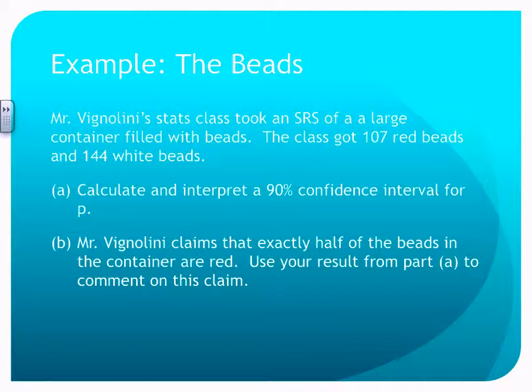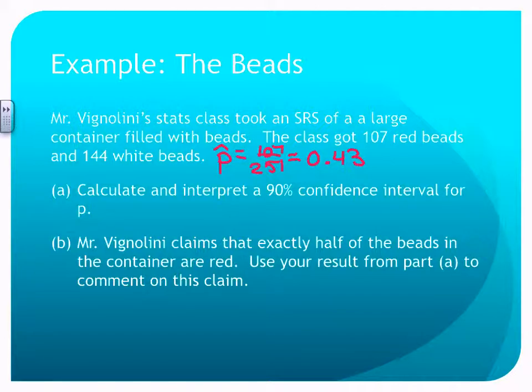So, quick example, and then we'll be done with this video. Mr. Vignolini's stats class took an SRS of a large container filled with beads. The class got 107 red beads and 144 white beads. So our proportion here is going to be 107 over the 251, so that's about 0.43, okay?